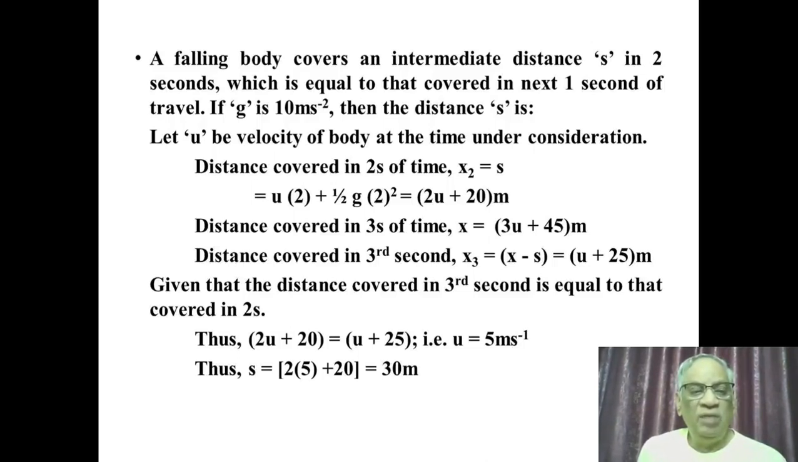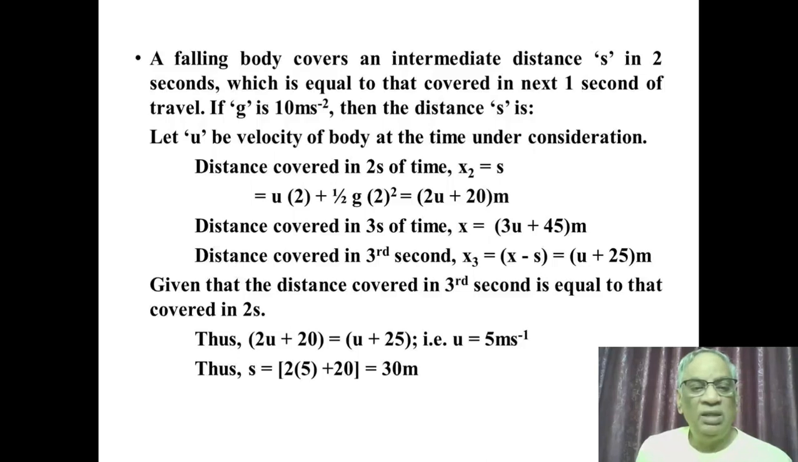If u is the initial velocity of the body at the time of the collision, consider the distance covered in 2 seconds. Because it is a freely falling body, we can use u is equal to 0. So x2, the distance traveled in 2 seconds, is s equals ut plus half g t squared, that is 2u plus 20. u is not known; 2u is the velocity term. So 2u plus 20 meters. And similarly, the distance covered in 3 seconds of time is 3u plus 45.